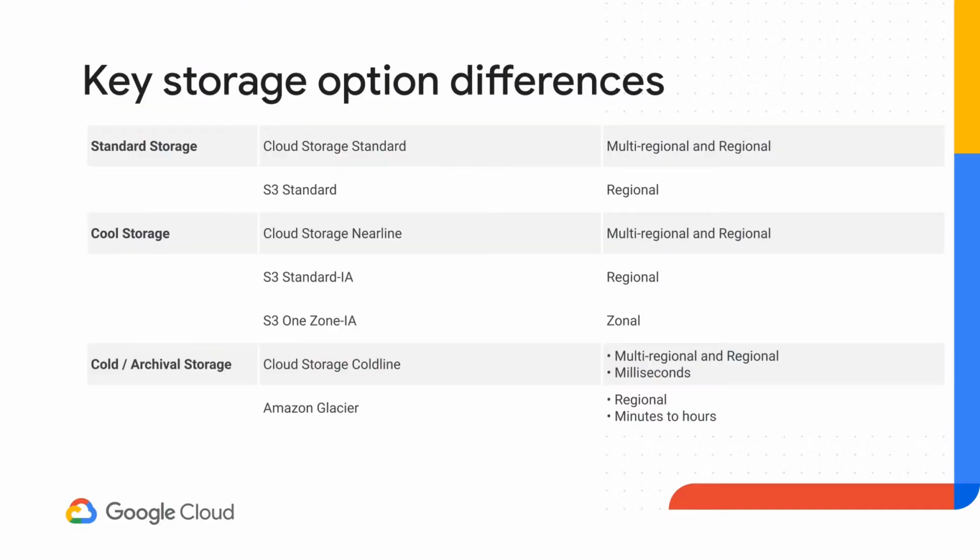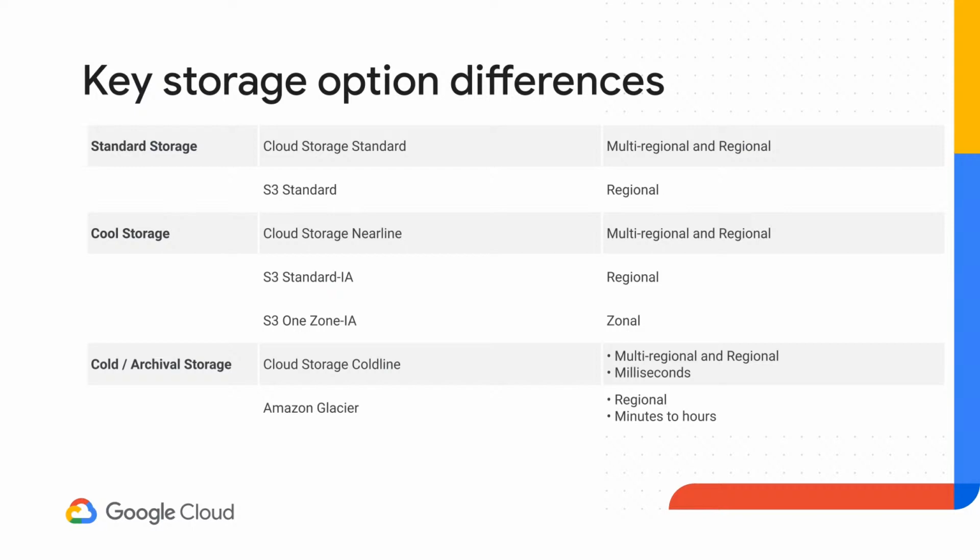web page. For standard distributed object storage requirements, the main difference between Cloud Storage Standard and Amazon S3 Standard lies in the deployment locality. Where S3 Standard is regional, Cloud Storage is multi-regional and regional. Cloud Storage and Amazon S3 each offer a reduced cost class for data that does not require the availability of standard storage tier. Cloud Storage offers Cloud Storage Nearline, and Amazon S3 offers standard infrequent access and one zone infrequent access. Again, the key here lies in the deployment locality.